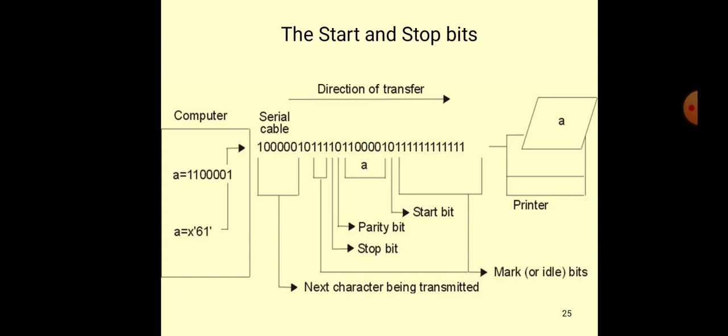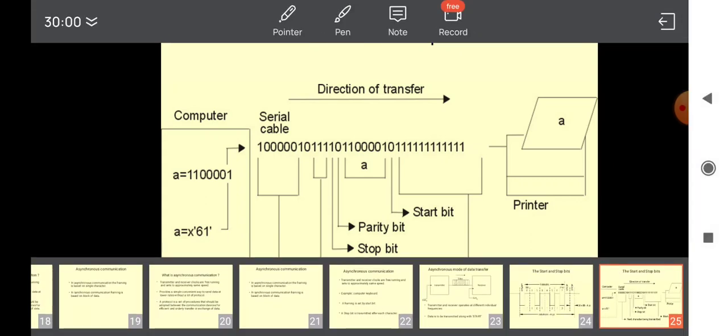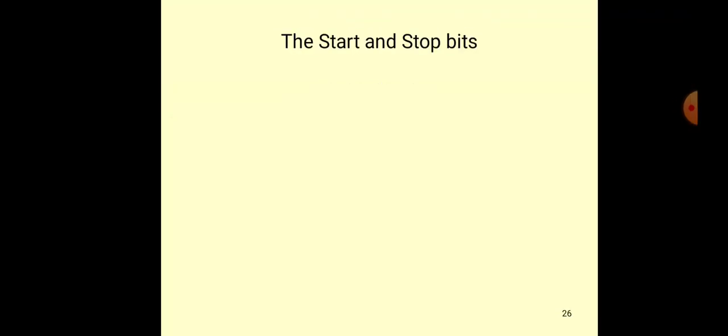So here A is equal to 1 1 0 0 0 0 1, that is 7 bits. Along with these 7 bits, if you type using a typewriter or a keyboard, that has to be printed on the printer. So you are using a direction transfer for the next character being transmitted. In between, you have mark or idle bits, which we call extra bits. Along with that you have the parity bit, stop bit and start bit. These are the different types of bits that have been given.